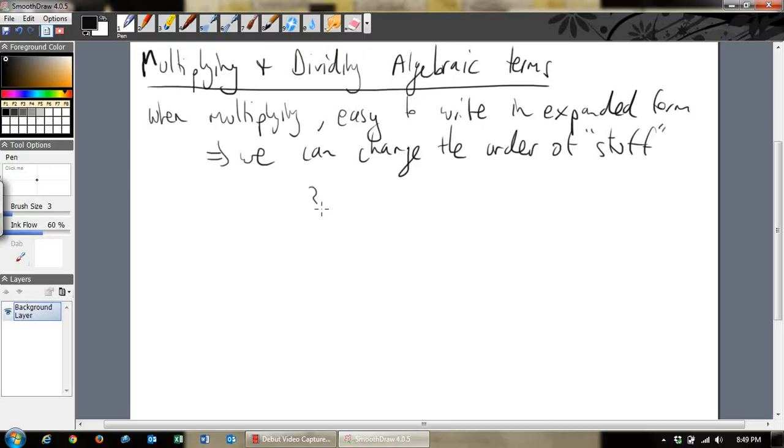In other words, if you've got 3ab, which means 3 times a times b in expanded form, then you can write that as b times 3 times a. It doesn't matter, we can change the order of things. We're allowed to do that with multiplication. So that's basically all we need to do. We're allowed to change the order of stuff. That's fine in multiplication, and sometimes it's easy to write in expanded form. And I'll do some examples now of what I mean, because that probably doesn't help you a whole lot.